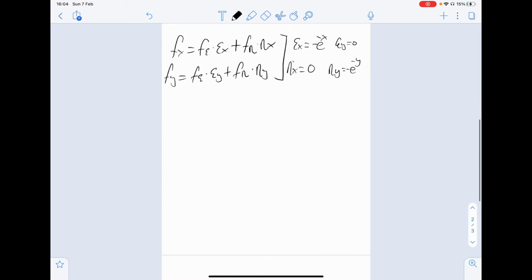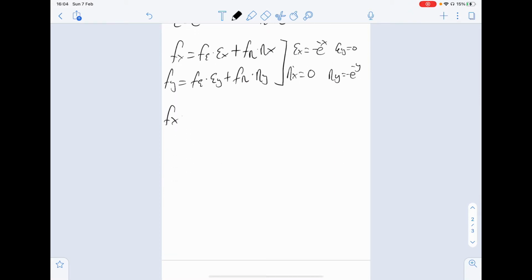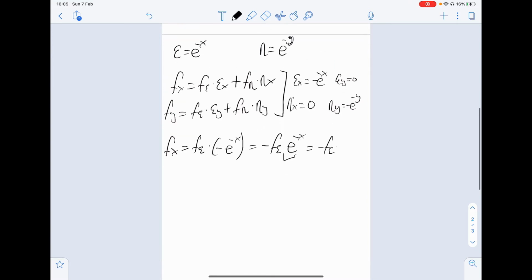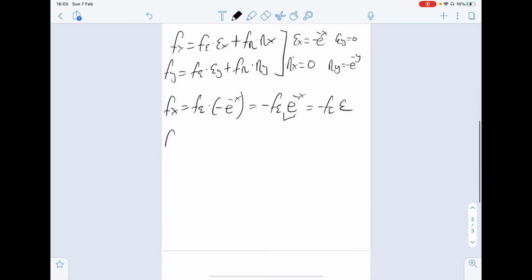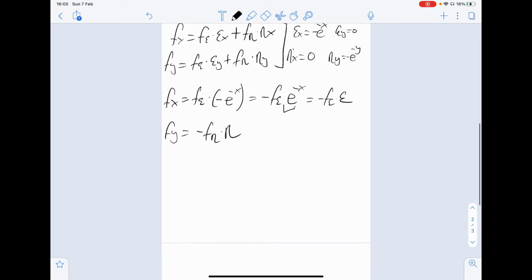Okay, so now we've got this, we can say that f sub x is f sub epsilon times epsilon sub x, which is minus e to the power of minus x, plus f sub eta times eta sub x, which is 0, so we're going to get rid of that. So that is minus f sub epsilon e to the minus x, and it can also be similarly reduced down to minus f sub epsilon times epsilon itself. Same goes via symmetry for f sub y. We can just put minus f sub eta times eta. So we have our change of variables.